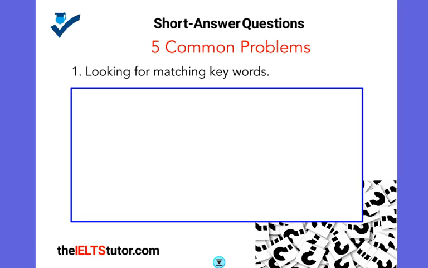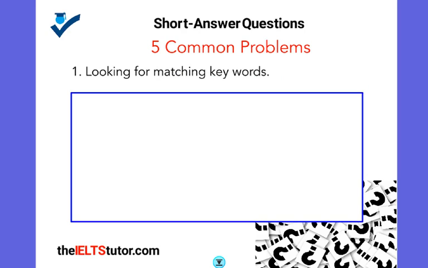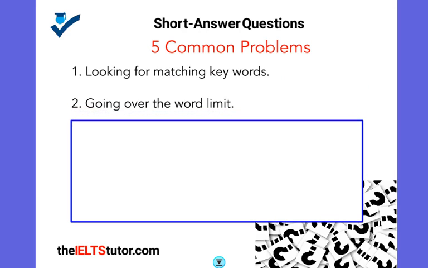Now the second problem, the second obstacle that is stopping you from getting a high band score, is going over the word limit. I think this is something that's quite straightforward. You need to make sure that you follow the instructions exactly as they tell you to. If they ask you to write no more than 3 words, you should not write 4 words, because you're just going to throw away your precious marks, even though your answer may be right, because you have gone over that word limit by just 1 word.